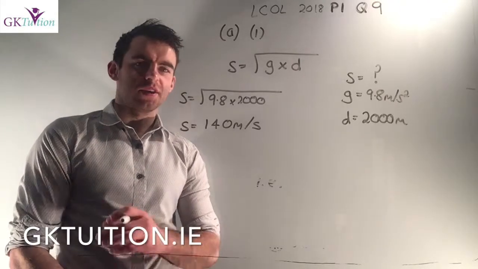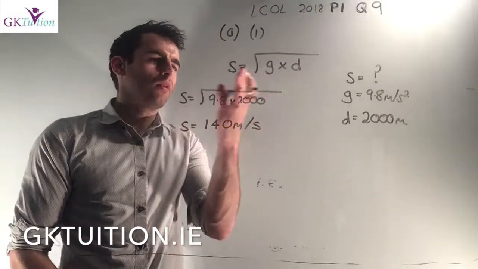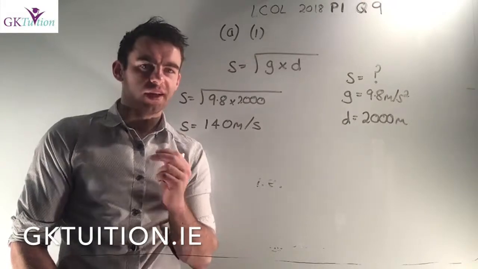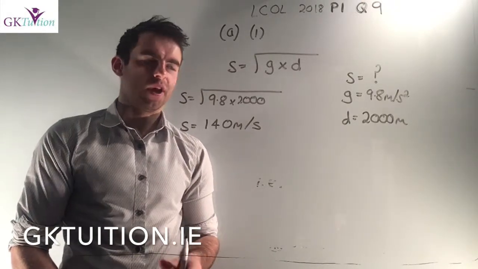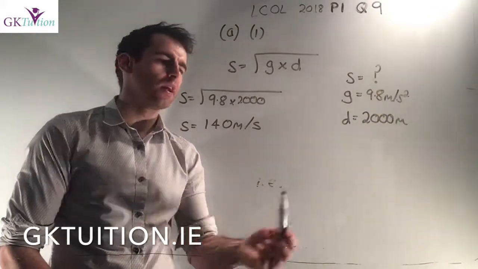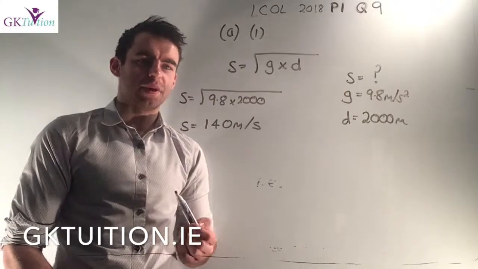The question we're going through here is 2018 paper 1 question 9. In this question they're talking about a tsunami, but ultimately they've just given you a random equation with three different variables, S, G and D. So if they tell you two of them, you can find the third one. They've told you that G is 9.8 meters per second squared and that the depth is 2,000 meters. They've asked you to find S, the speed.